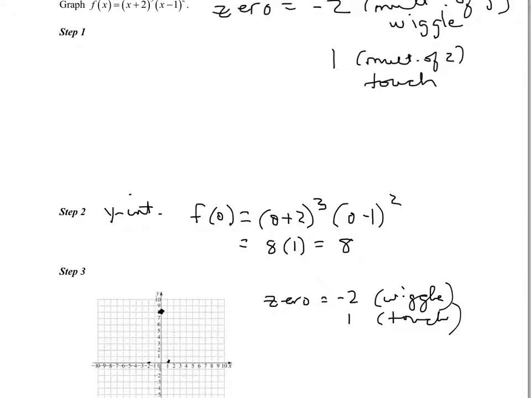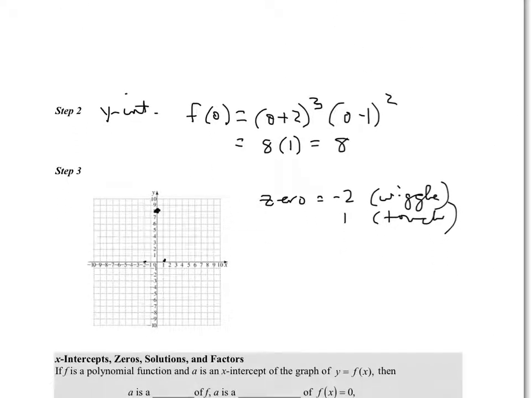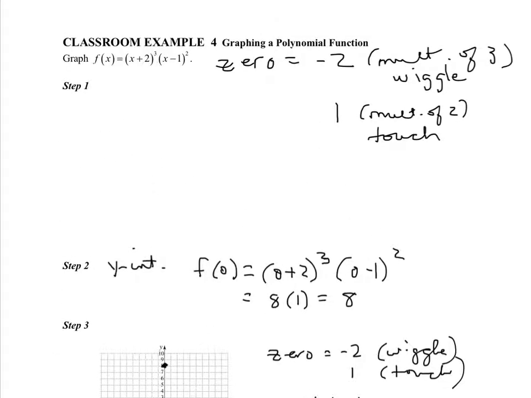Okay, last thing I need is end behavior. Now this you may be wondering about because it's not in standard form. So how would we know what would be that leading term? Well, there's actually a simpler way to look at this if you think about it. If I were to write this out without the exponents, it would be x plus 2, I'd have 3 of those, and then I'd have the x minus 1 2 times.